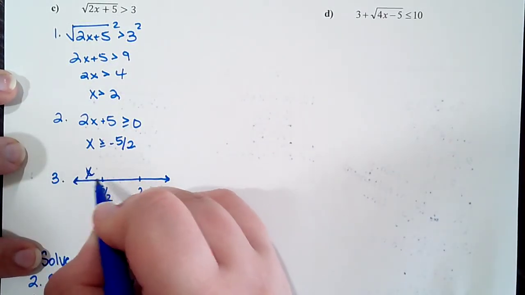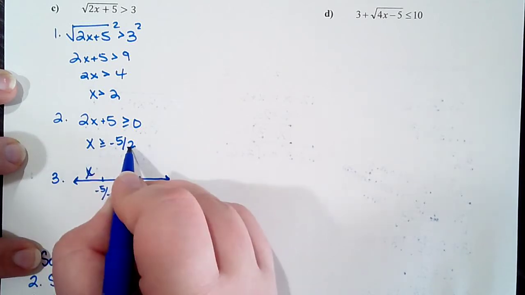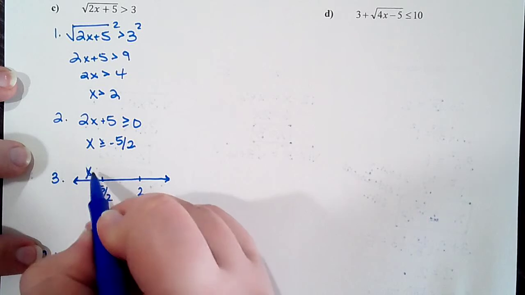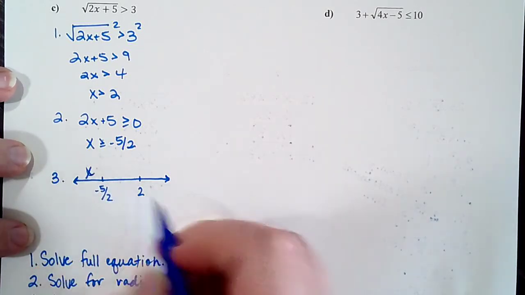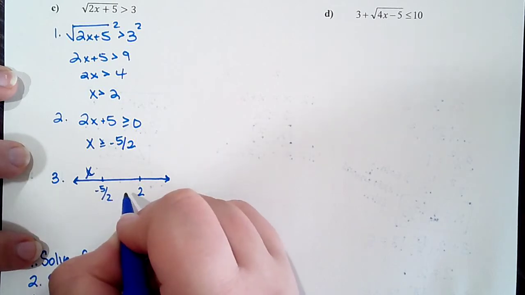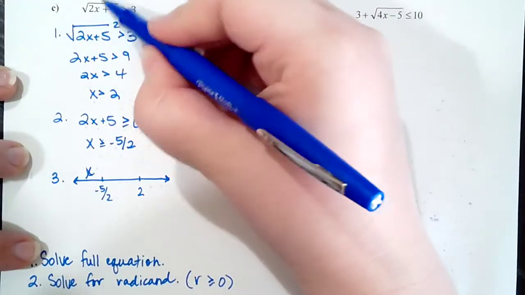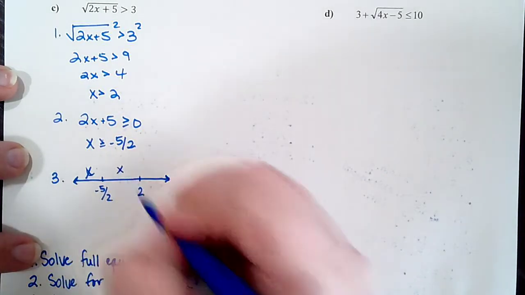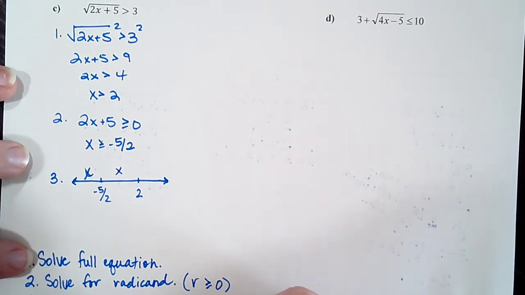I know that this is right because my original answer for my critical value said it had to be greater than negative 5 halves anyway, so this was just a nice little check. Second, let's check this middle value. Easiest value here would be 0. 0 plus 5, square root of 5 is not greater than 3, so this section doesn't work either.